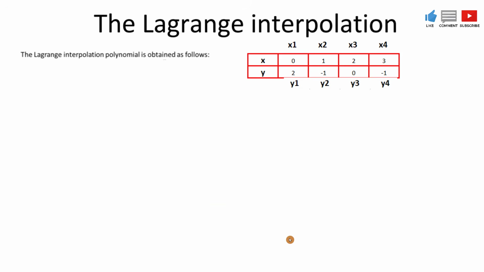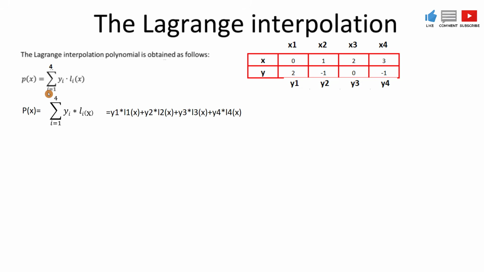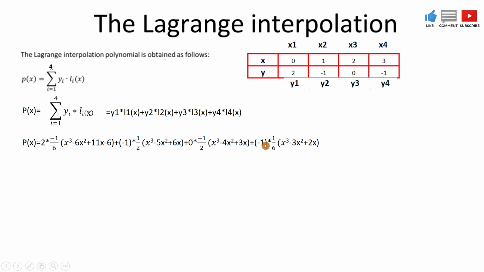Okay, the Lagrange interpolation polynomial is obtained. That is the rule for the polynomial function, with i equal to 1 and n equal to 4. So we have to sum up all the multiplications, which is equal to y1 multiplied by l1 plus y2 multiplied by l2 plus y3 multiplied by l3 plus y4 multiplied by l4. Okay, y1 is equal to 2, multiplied by the first Lagrange function. Y2 equals minus 1 multiplied by the second Lagrange function, plus y3, which equals 0, multiplied by the third Lagrange function, plus y4, which is equal to 1, multiplied by the fourth Lagrange function.